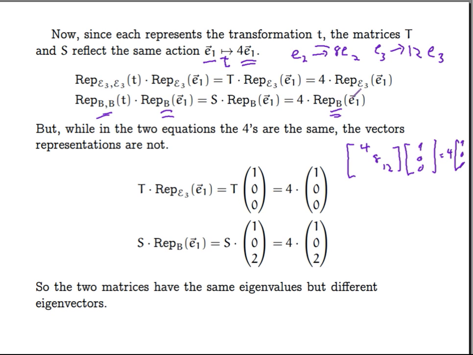Okay. All right, so let's see how this works out. Here we're saying what he says up here, that T times the representation of E1 is T times 1, 0, 0 equals 4 times 1, 0, 0. Now S times the representation with respect to B of E1. Now what's the representation with respect to B of E1?